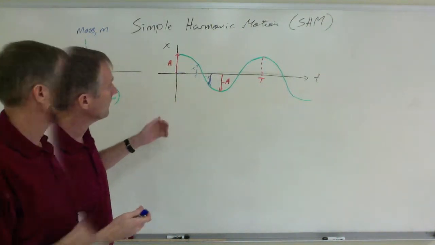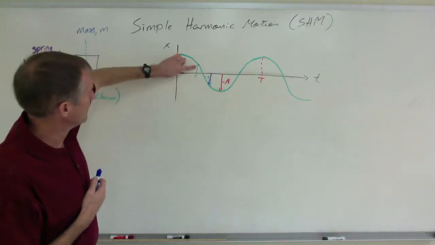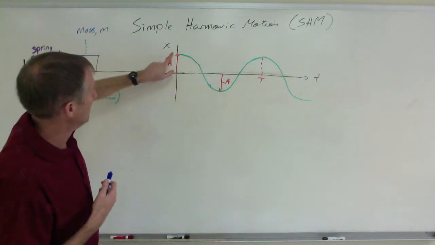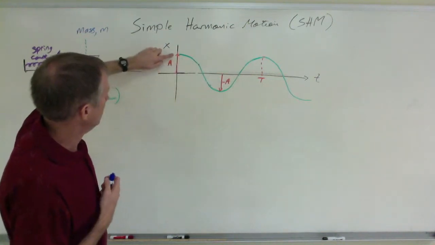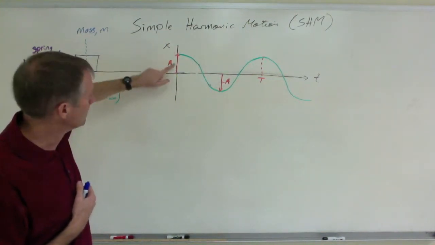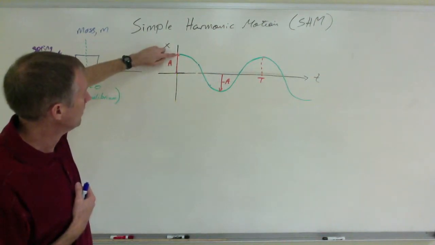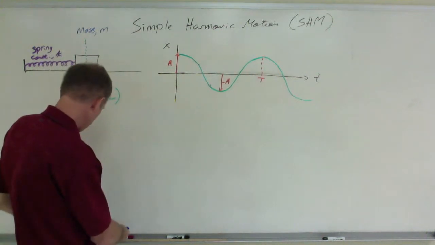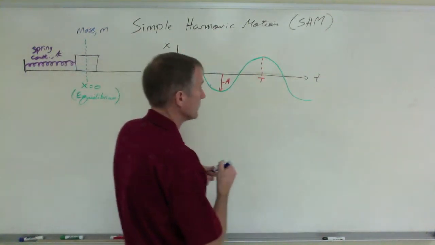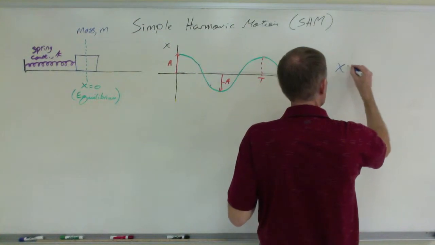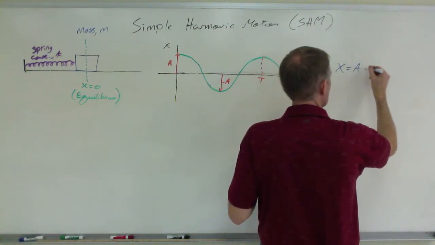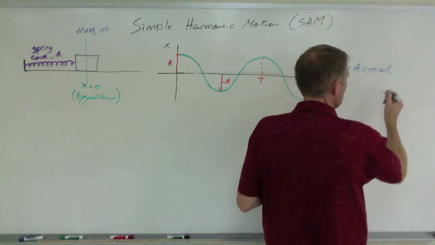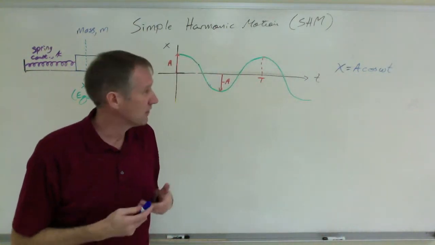Now, given this graph right here, I want you to notice that this is a cosine curve. All right, it's a cosine curve, not a sine. Sine starts here. This starts up here. And so the relationship between x and t is written like this. x equals A times the cosine of omega t. All right, A represents the amplitude.